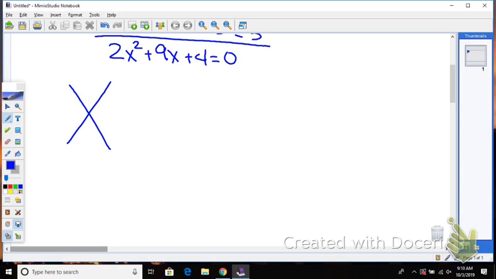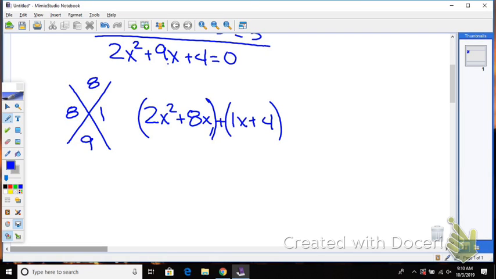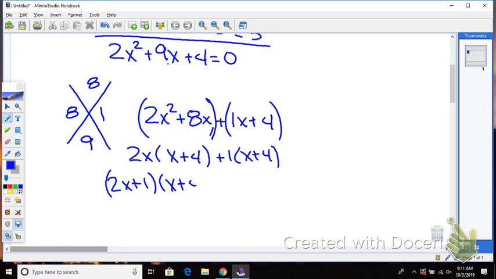A times c on the top is 8. And then your b is 9. 8 times 1 is 8, and 8 plus 1 is 9. So I have 2x squared plus 8x plus 1x plus 4. I can take a 2x out of the first group, leaving me with x plus 4. What do I take out of the second group? A 1, leaving you with x plus 4. So your factors are 2x plus 1 and x plus 4. And all of that is equal to what? 0.